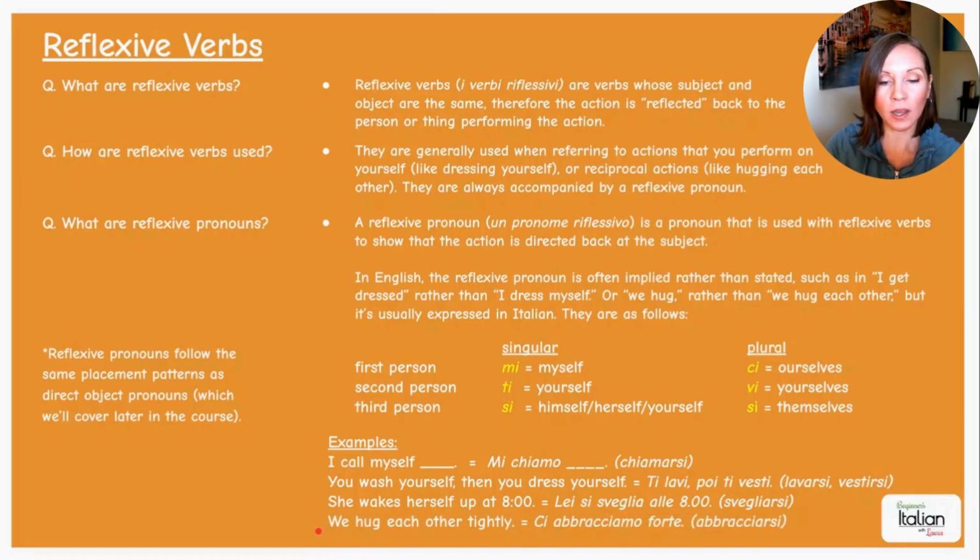And then finally, we hug each other tightly. Ci abbracciamo forte. In this case, we're using the first person plural. Ci, and then we have our abbracciamo, which comes after the ci because it's conjugated, forte.